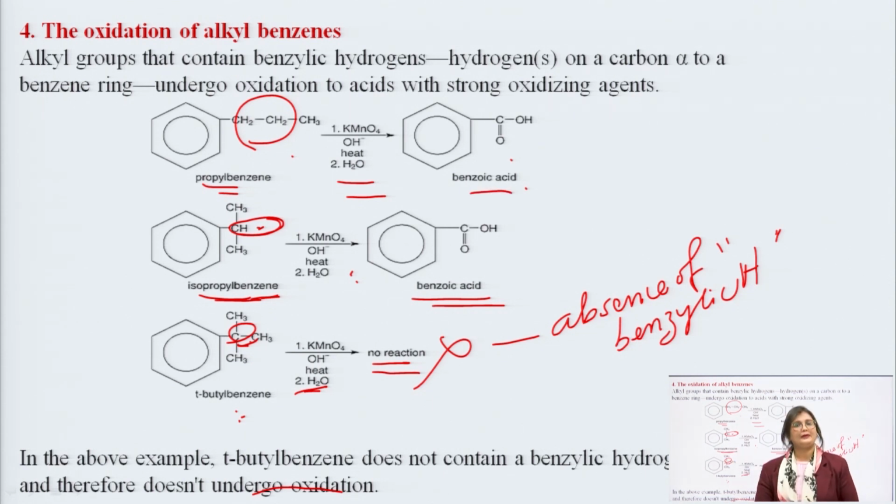Similarly, isopropyl benzene underwent an oxidation reaction due to the presence of this benzylic hydrogen atom, in the presence of potassium permanganate and upon heating, to form benzoic acid. In the third case, due to the lack of this benzylic hydrogen, there was no reaction seen.